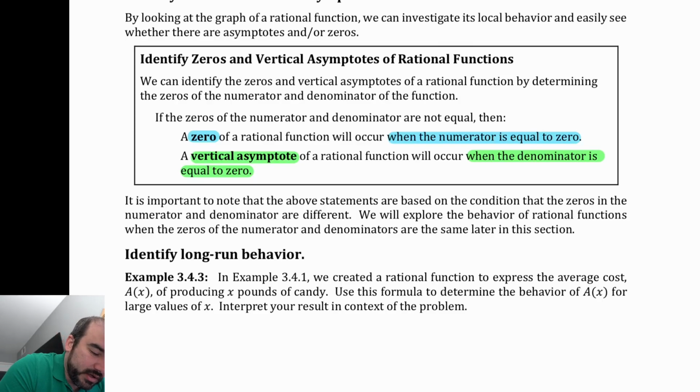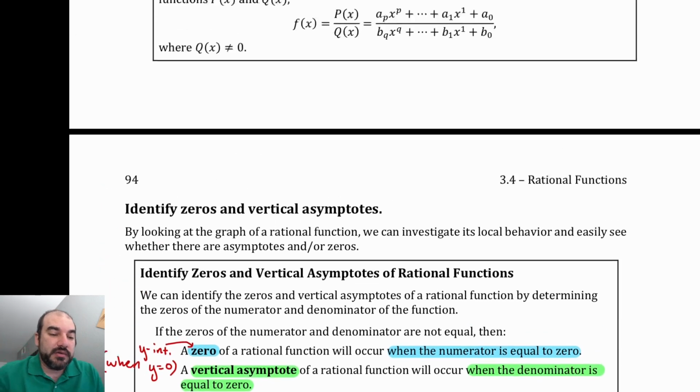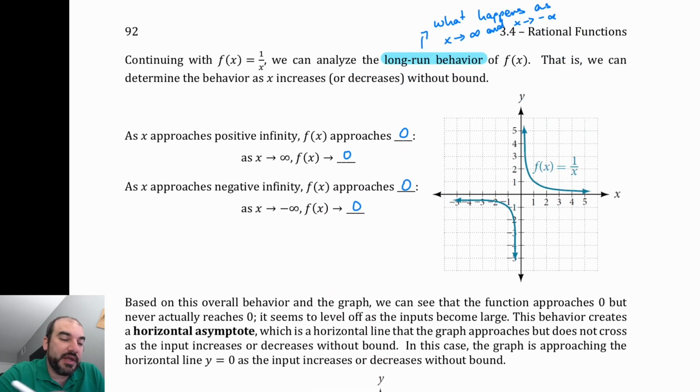So let's do a little note on this here. Zeros are x-intercepts, which is also when y equals 0. Zeros refer to where the graph crosses the x-axis. And sometimes there are none, like in the examples that we were just looking at in these graphs. The basic reciprocal function here.